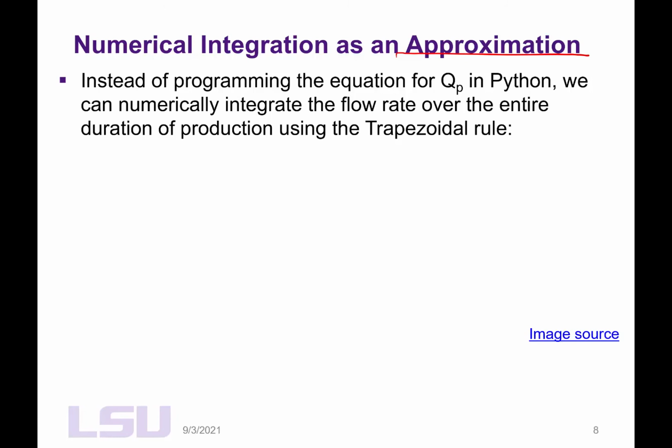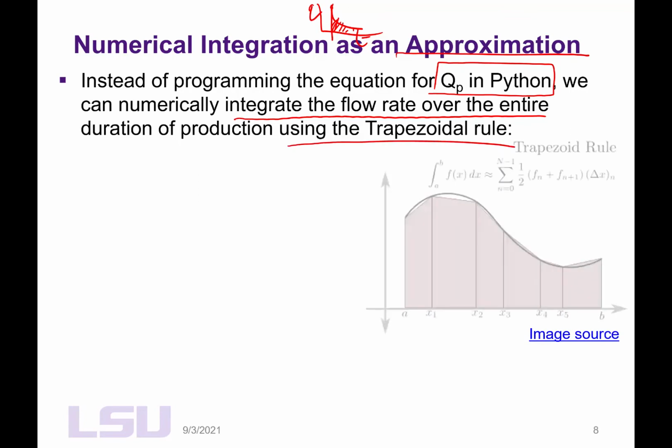So instead of programming the equation for QP in Python, we can actually numerically find the area under the curve of flow rates against time. So find the area under the curve, and that will be the cumulative production. And to find that area, we can use the trapezoidal rule, which you all have learned before. And the trapezoidal rule is illustrated here.